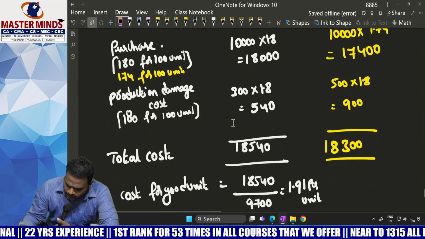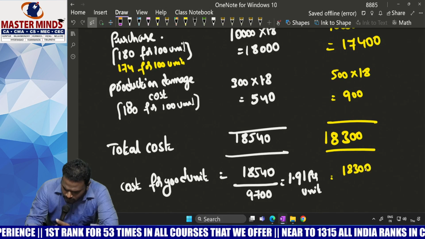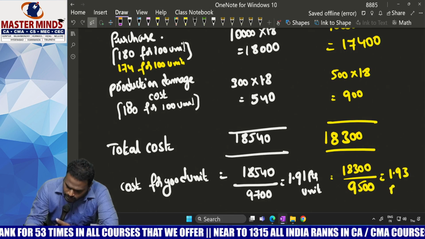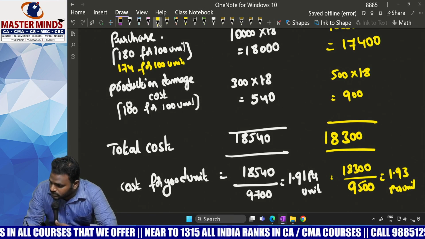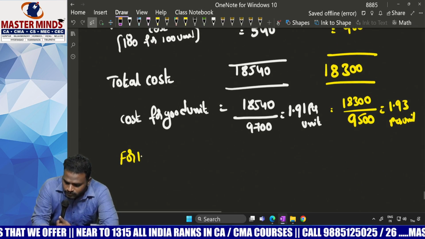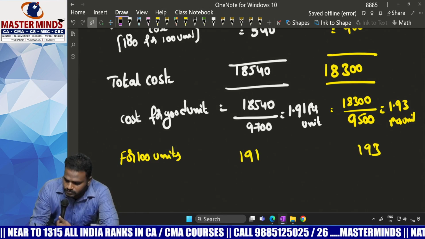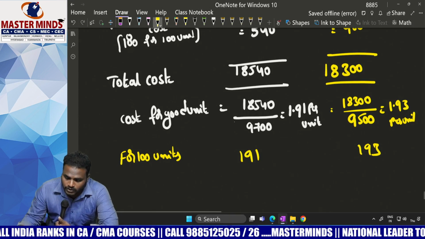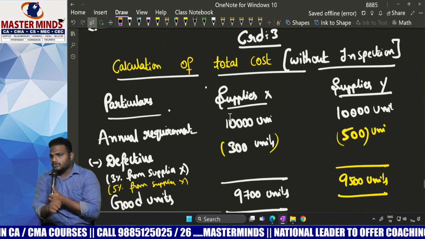Now the total cost incurred is 18,300. Now the cost for good unit: here how many good units? Here 9,500 only good units. 1.93 per unit. Yes or no? Now for 100 units, 191, 193. This is the price cost we incurred before inspection. Please try to solve up to here. Thereafter I will do with inspection.